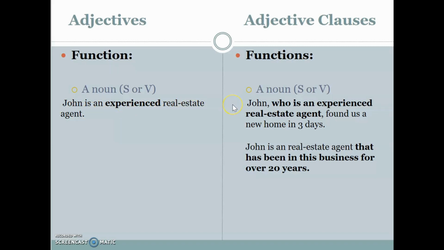Now, with adjective clauses, the function is the same. They will describe either a noun, like John, which is a subject. For example, John, who is an experienced real estate agent, found us a new home in 3 days. Or it can describe an object. In this sentence, the word agent. For example, John is a real estate agent that has been in this business for over 20 years. Remember, adjective clauses always describe the noun, either a subject or an object.